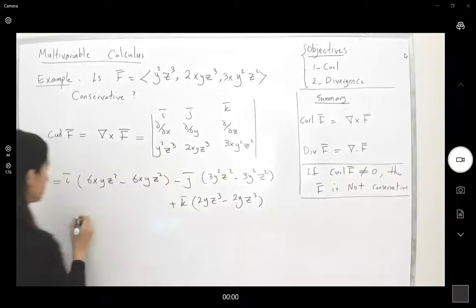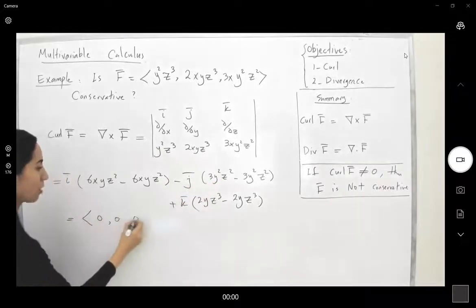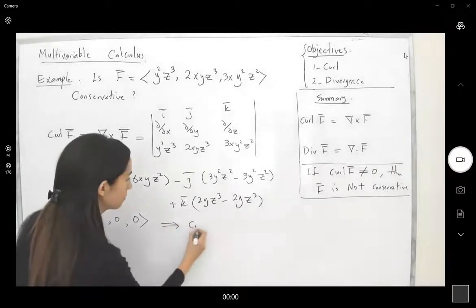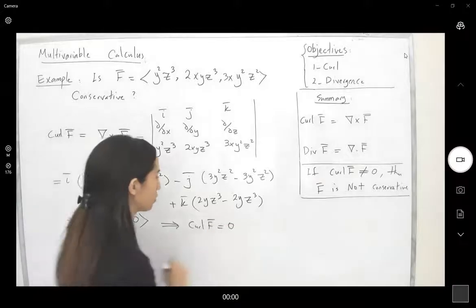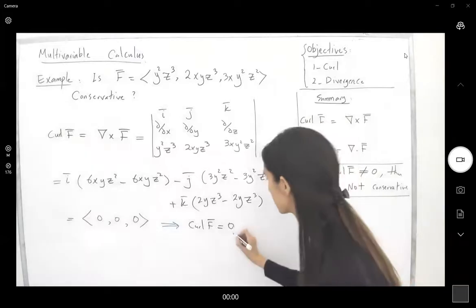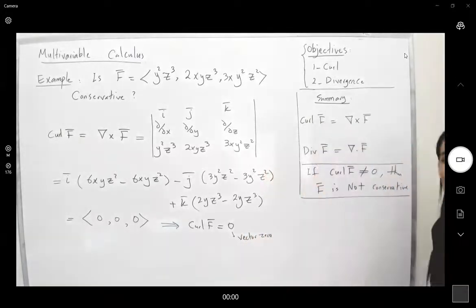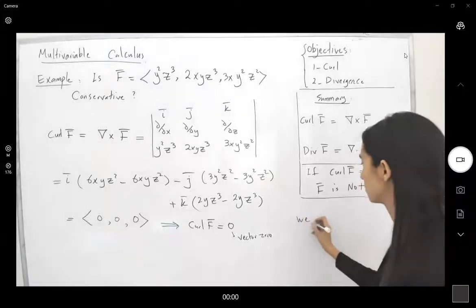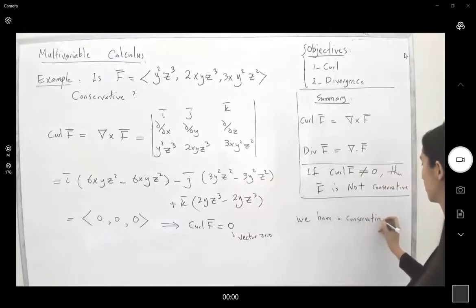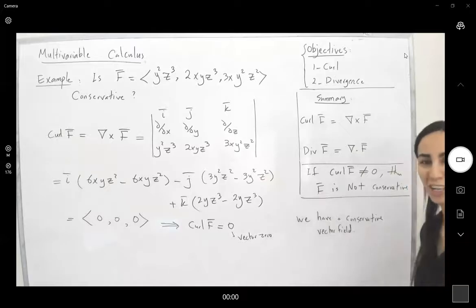Okay, as you can see, the first component is 0, the second component is 0, and the last component is 0. It means that the curl is equal to 0. Curl of F is equal to 0. This is not just scalar 0. This is vector 0. So since the curl is equal to 0, we say that we have a conservative vector field. It means that we can find a potential function for that.